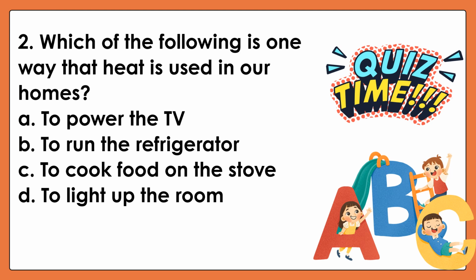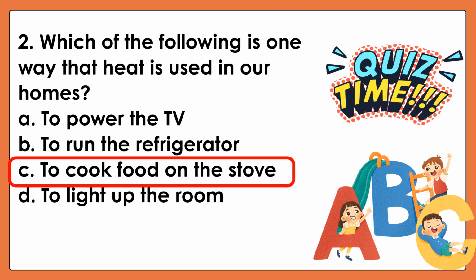Number 2. Which of the following is one way that heat is used in our homes? A. To power the TV. B. To run the refrigerator. C. To cook food on the stove. Or D. To light up the room. The correct answer is letter C. To cook food on the stove.